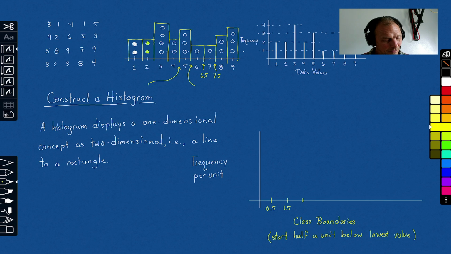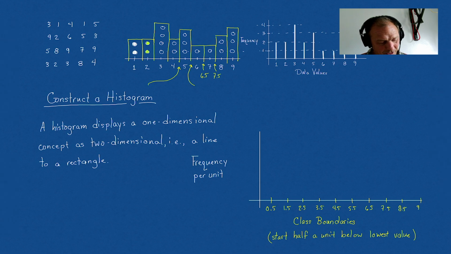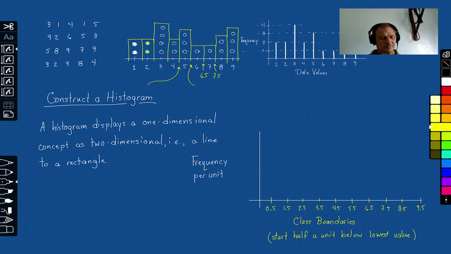So here we go. 2.5, 3.5, 4.5, 5.5, 6.5, 7.5, 8.5. Right there, look at that perfect amount of space, 9.5. Okay, we're almost done actually. We've gotten the hard work out of our way. So here we go. Our class boundaries then.